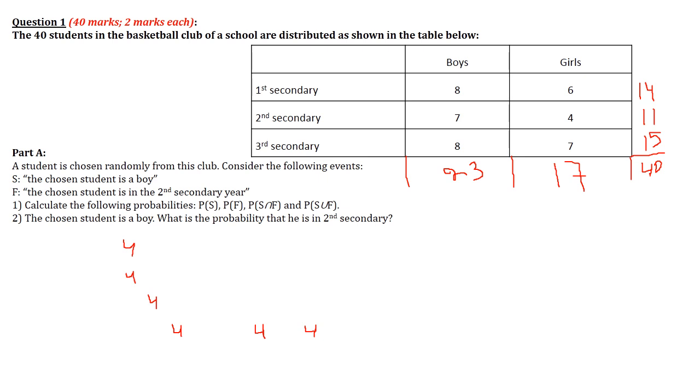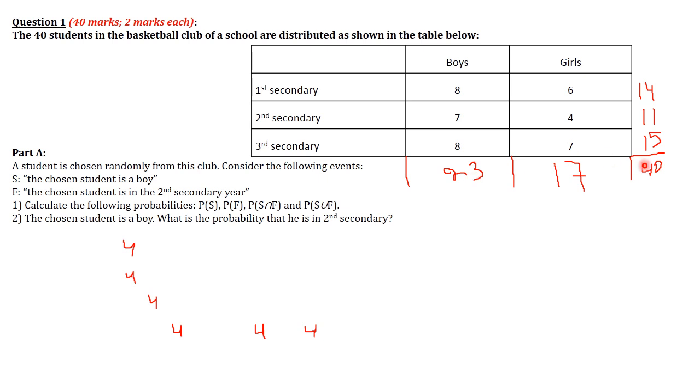So the first thing we have to do before we solve anything, we have to put the total in front of us. So here we have 14, here we have 11, here we have 15. So the total should be 40. Now the total of the boys, 8 and 7, 15. 15 plus 8 is 23. Sorry. And the girls are 17. So 23 and 17 are also 40.